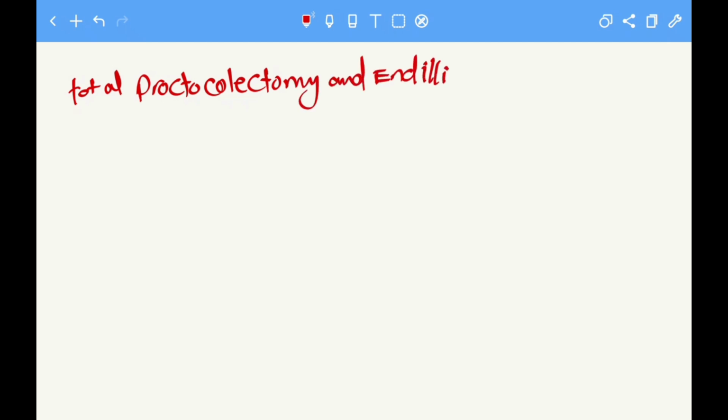What treatment would you offer to this lady who has ulcerative colitis? We will do for her total proctocolectomy and ileostomy. Okay.